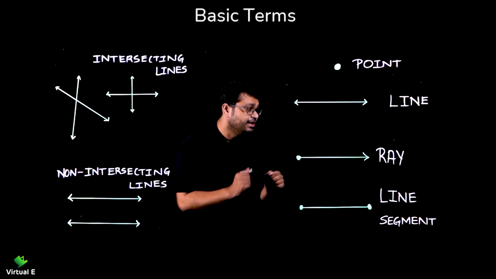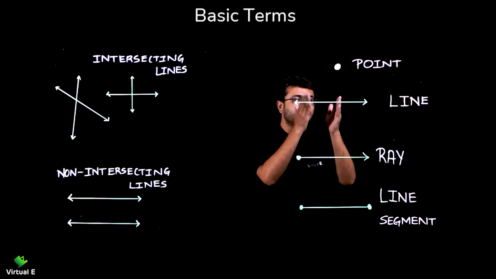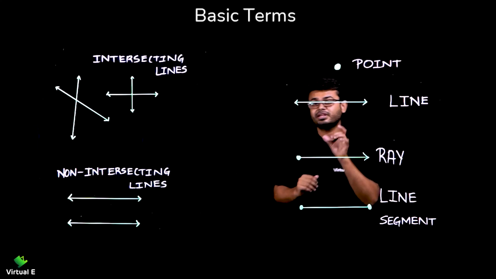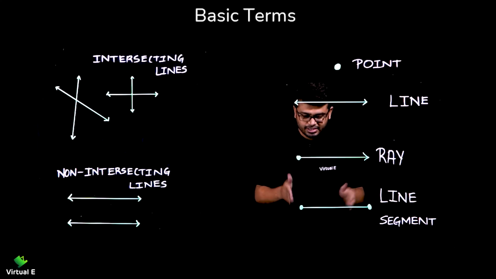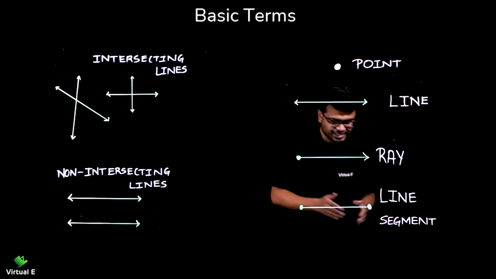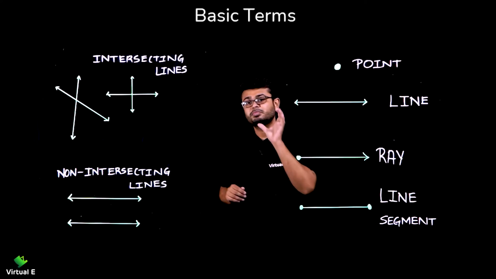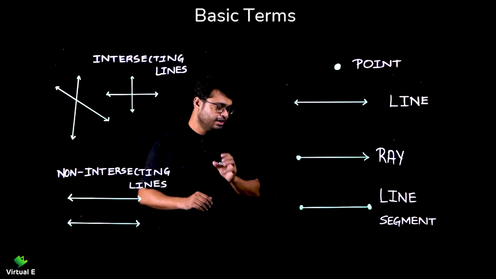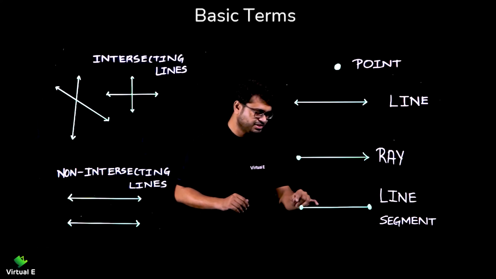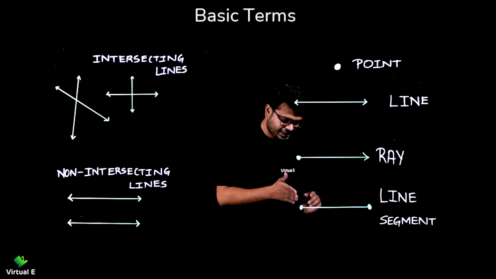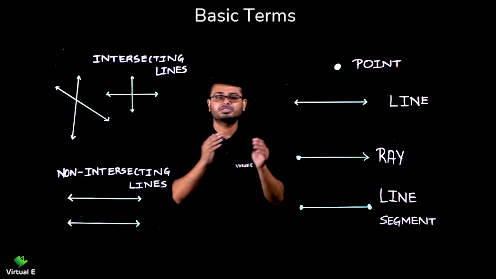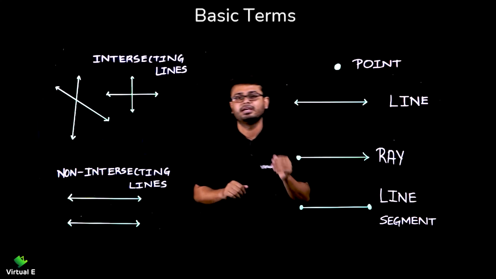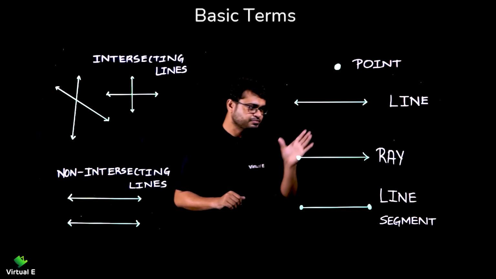Then line segment. Let's say you want to cut a specific piece from the line, right? Let's say 5 centimeter, 10 centimeter, 1 meter. That part is called the line segment. You cut a piece from the line, a specific amount of it. Now the ends of a line segment are always points, at the starting of it and at the end as well. Both sides there will be a point because we are cutting a piece of the line, a specific amount of it, right?